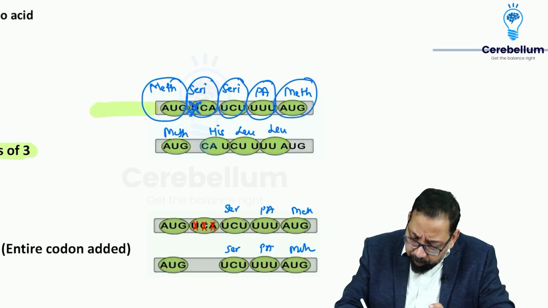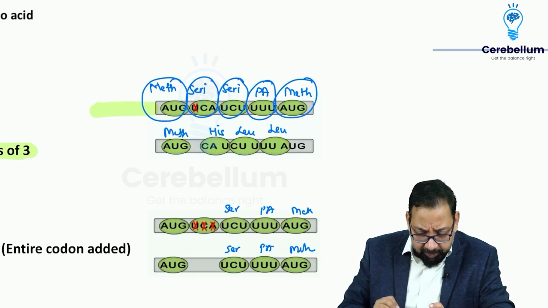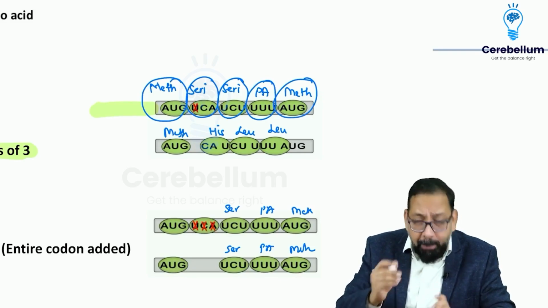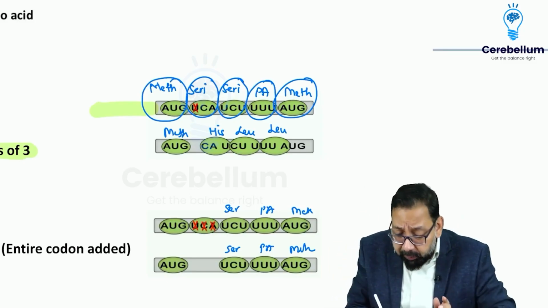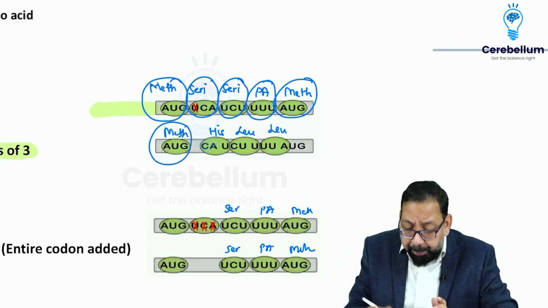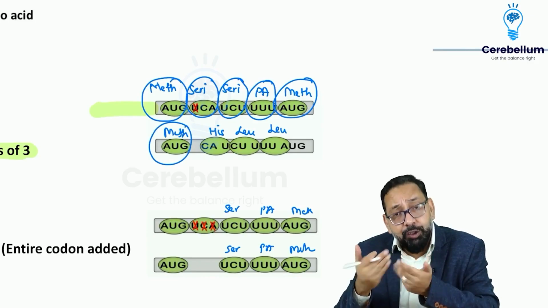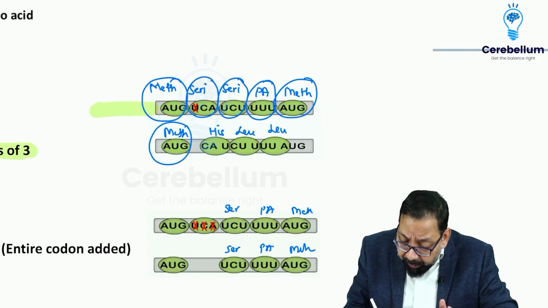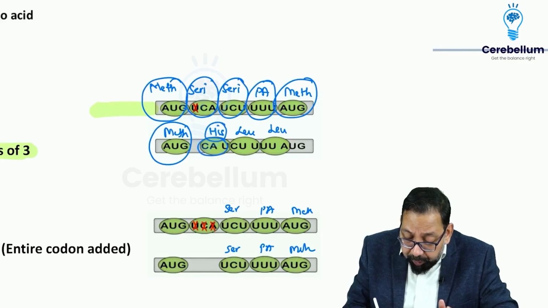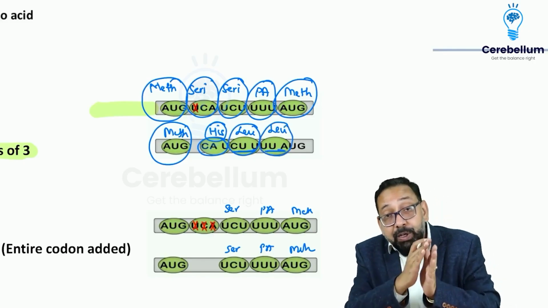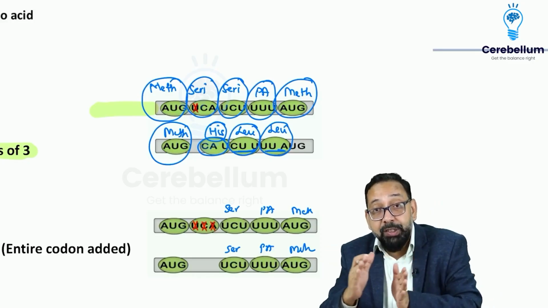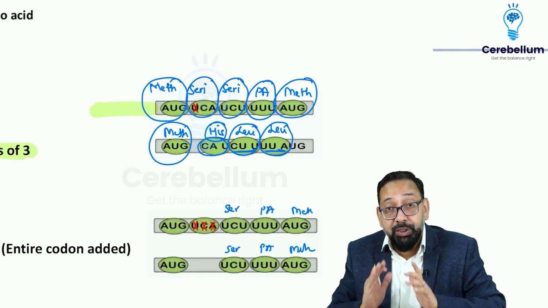Now suppose a mutation occurs and this U is deleted. When this U is deleted, the complete frame is shifted. It means the first amino acid will remain the same, but the further amino acids will be changed. The next codons would be CAU coding for histidine, CUU coding for leucine, UUA coding for leucine. So the complete frame is shifted and all amino acids are changed. This is frame shift mutation.